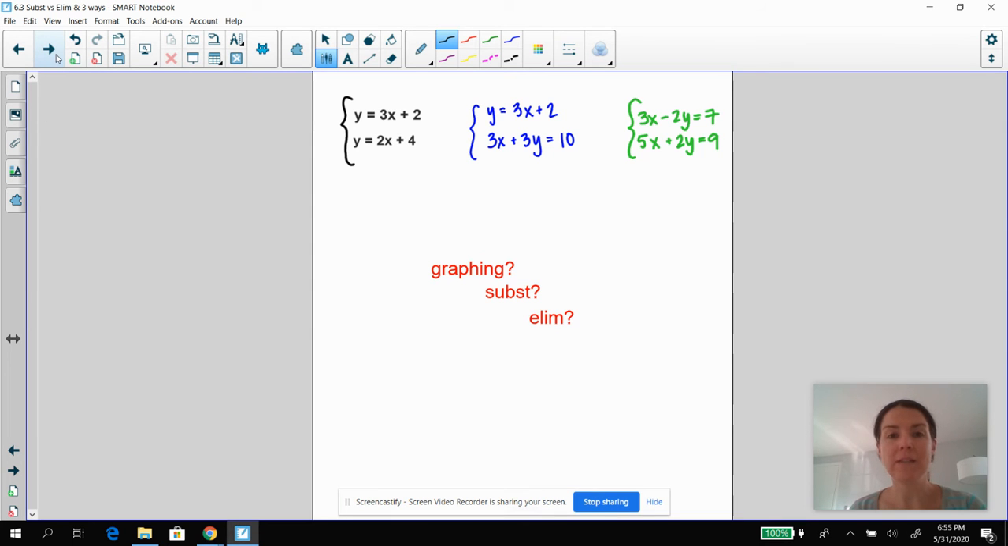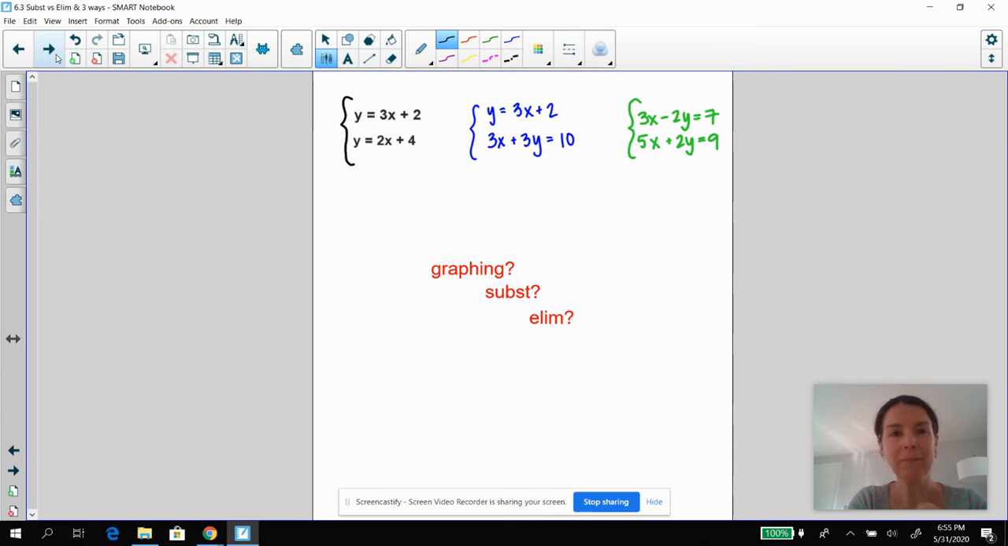Let's say I gave you these three systems. So we've got the one in black, the one in blue, and the one in green. I want you to think about what method you would use to solve each of these systems of equations. So you could graph them, you could use substitution, or you could use elimination.